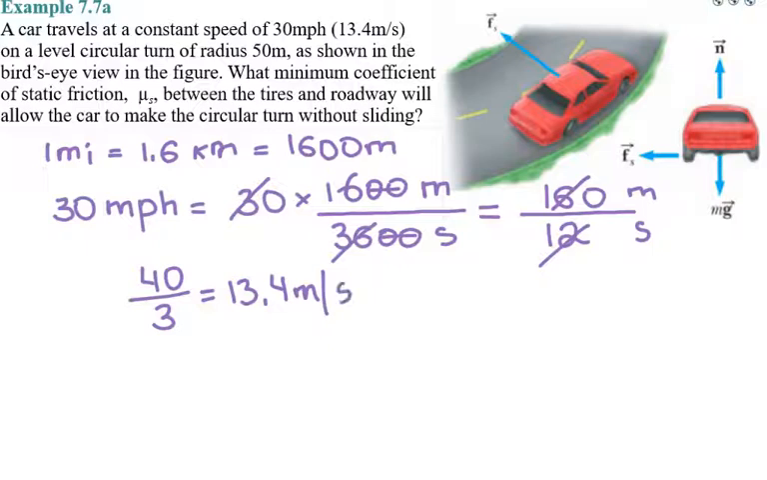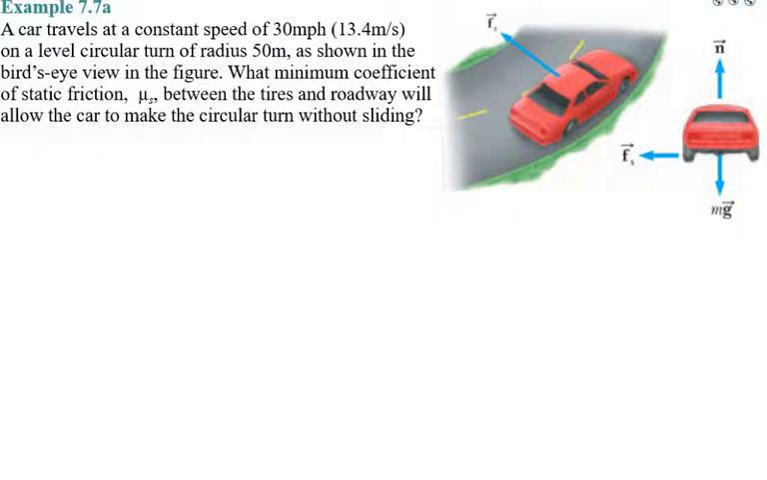So a car traveling at a constant speed of 30 miles per hour, which is 13.4 meters per second, on a level circular turn of radius 50 meters. So I know the speed of the car, and I know the radius, as shown in the bird's eye view in the figure. What minimum coefficient of static friction between the tires and the roadway will allow the car to make the circular turn without sliding?